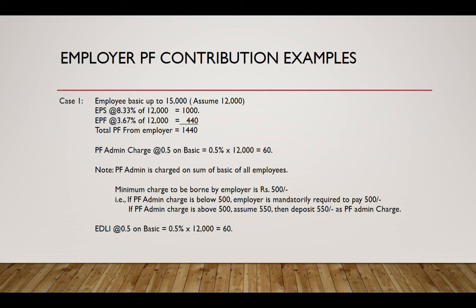And when we talk about PF administration charge, the law requires that the employer contribute a minimum of 500 rupees towards the charge, and the charge is calculated on the sum of the basic of all the employees and not the individual employee. And in case the total cumulative charge is below 500, then the employer is mandatorily required to pay 500 rupees. And EDLI is also calculated at 0.5% on basic, which is also 60 rupees. So that was the first case, which is a simple example.